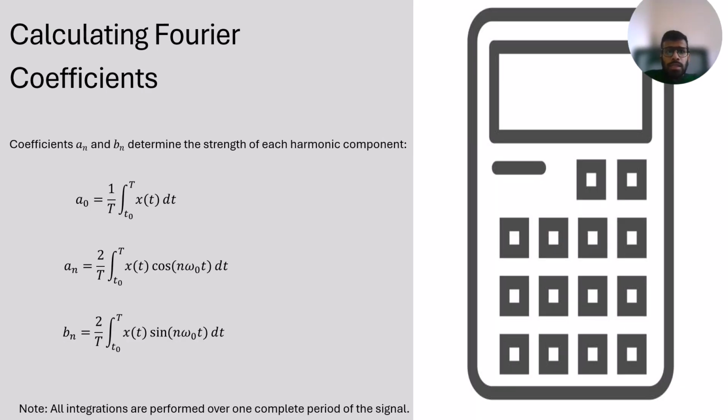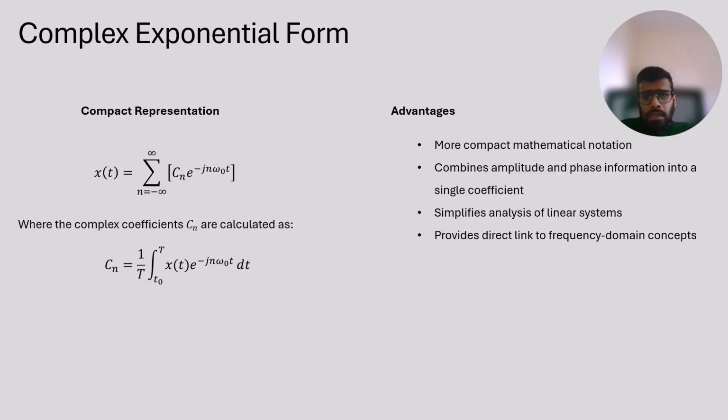In order to calculate the Fourier coefficients like a naught, an and bn, we use simple integration. One thing we need to keep in mind is that all these integrations are performed over one complete period of the signal. This representation is a bit complex and a big equation, so in order to convert it into a more compact form, we use complex exponential notation, like here. It makes the mathematical notation more compact, combines amplitude and phase information into a single coefficient, simplifies linear analysis, and provides a direct link to frequency domain concepts.